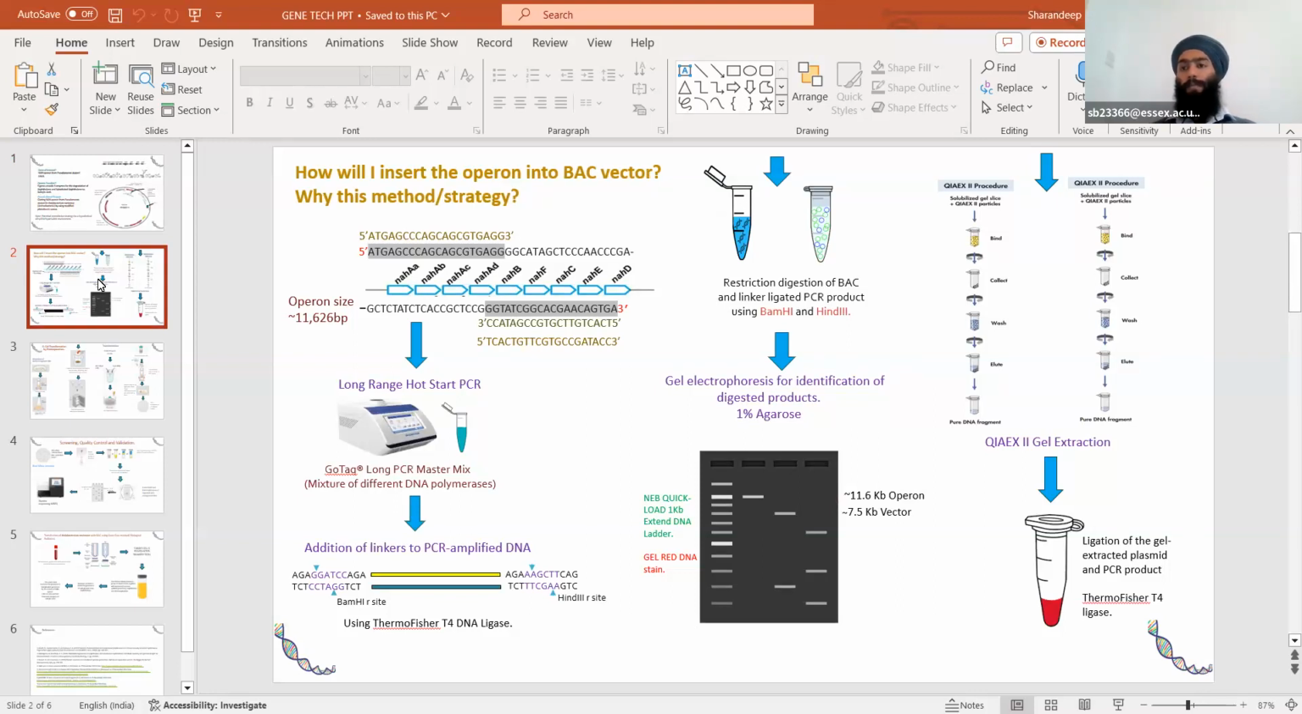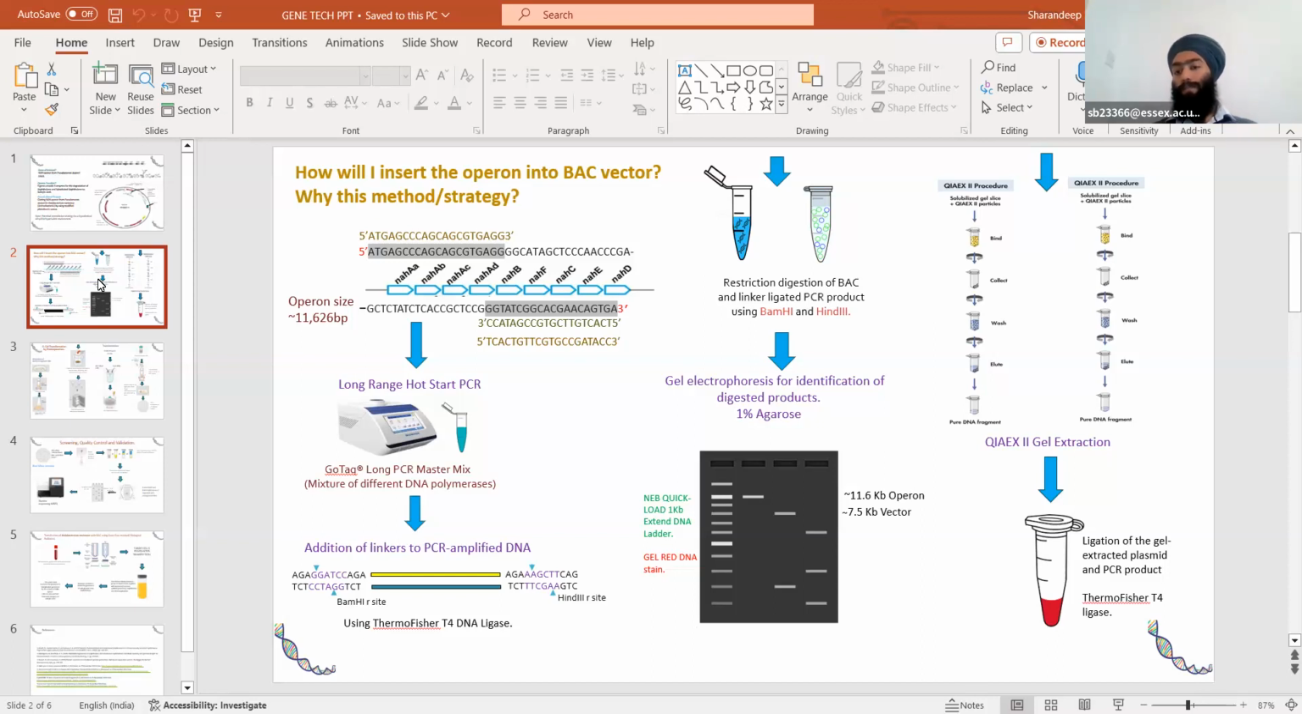So first, I have amplified my operon using long range hot start PCR. The reason why I have chosen long range PCR is that normal PCR does not amplify large fragments of DNA like this operon, having a size of 11.6 kilobase pairs. After I get my PCR amplified product, I attached linker to the blunt ends of the PCR amplified product. Then I carry out restriction digestion of the BAC and linker ligated PCR product using BamHI and HindIII. And then I identify my products using 1% agarose gel electrophoresis.